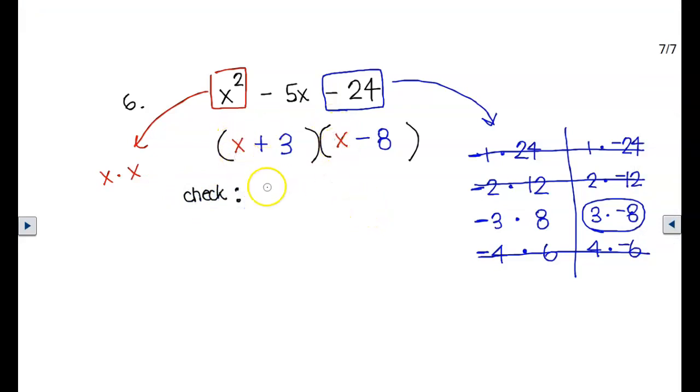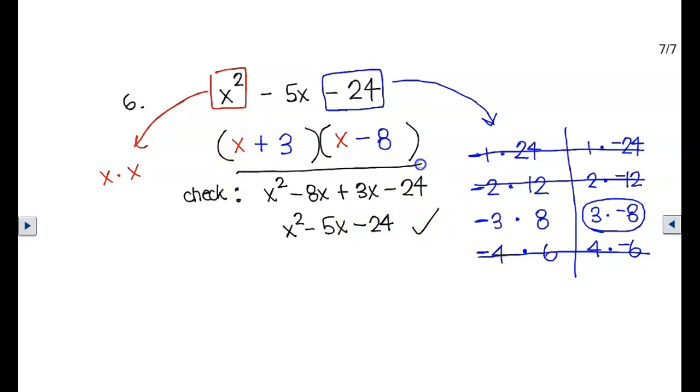So x times x, x squared. X times negative 8, negative 8x. 3 times x, 3x. 3 times negative 8, negative 24. And when I combine my like terms, negative 8x plus 3x, I get x squared minus 5x minus 24. It checks, so I am correct. This was the right guess. That is my multiplication problem.